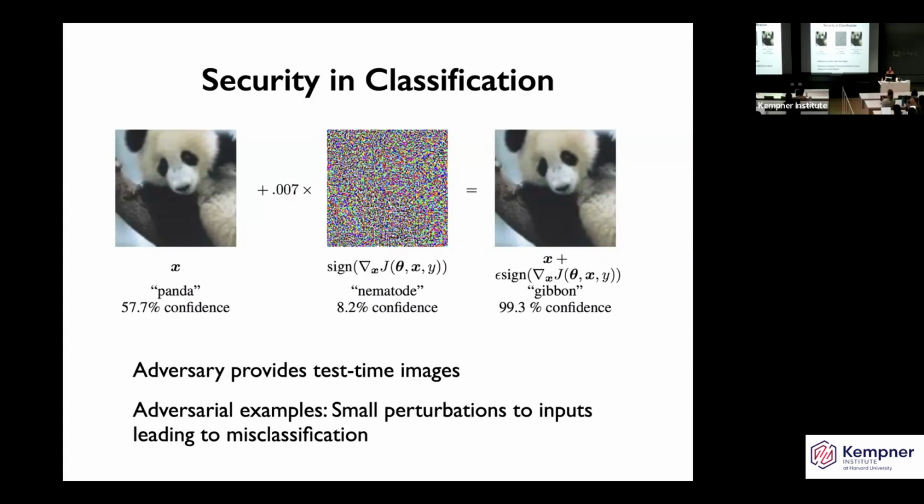And then what you did was you added 0.007 times that noise, and your image still looks like this. I can't really tell the difference as a human, but now this image would be classified as a gibbon with 99.3% confidence. So this phenomenon of adversarial examples was noticed back in 2013 or 2014. What is going on is the adversary provided test time images, and these adversarial examples were small perturbations to inputs which led to misclassification.